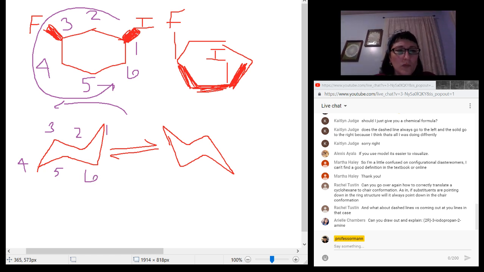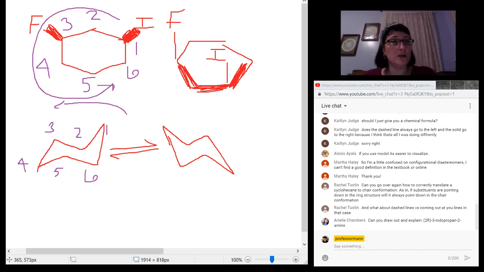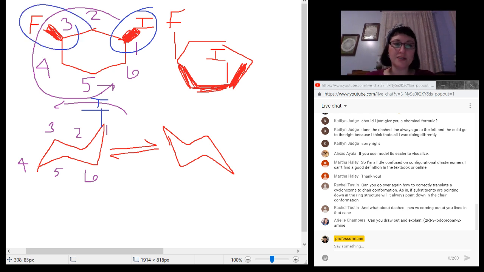So, okay, at carbon 1, I have an iodine in the up position. Well, at the carbon 1 that I picked here, the up position is the axial position. If I go over to carbon 3, the fluorine is in the up position. And at the carbon on this one here, it's in the up position.